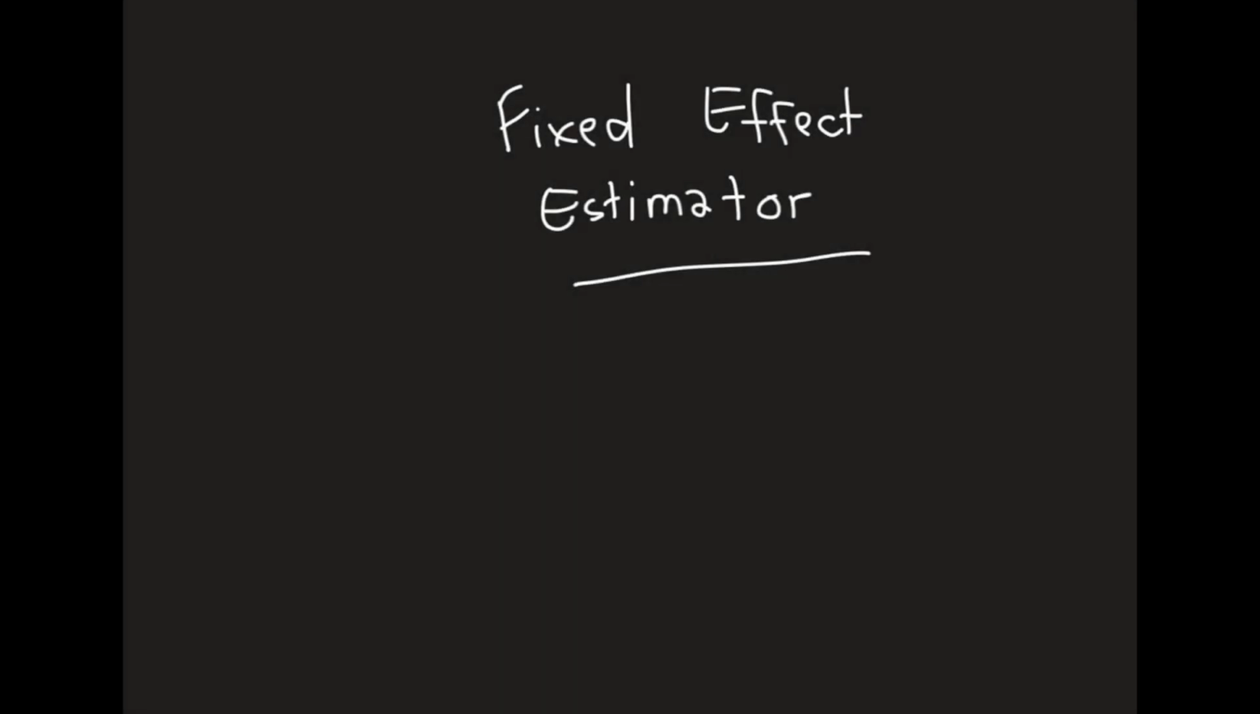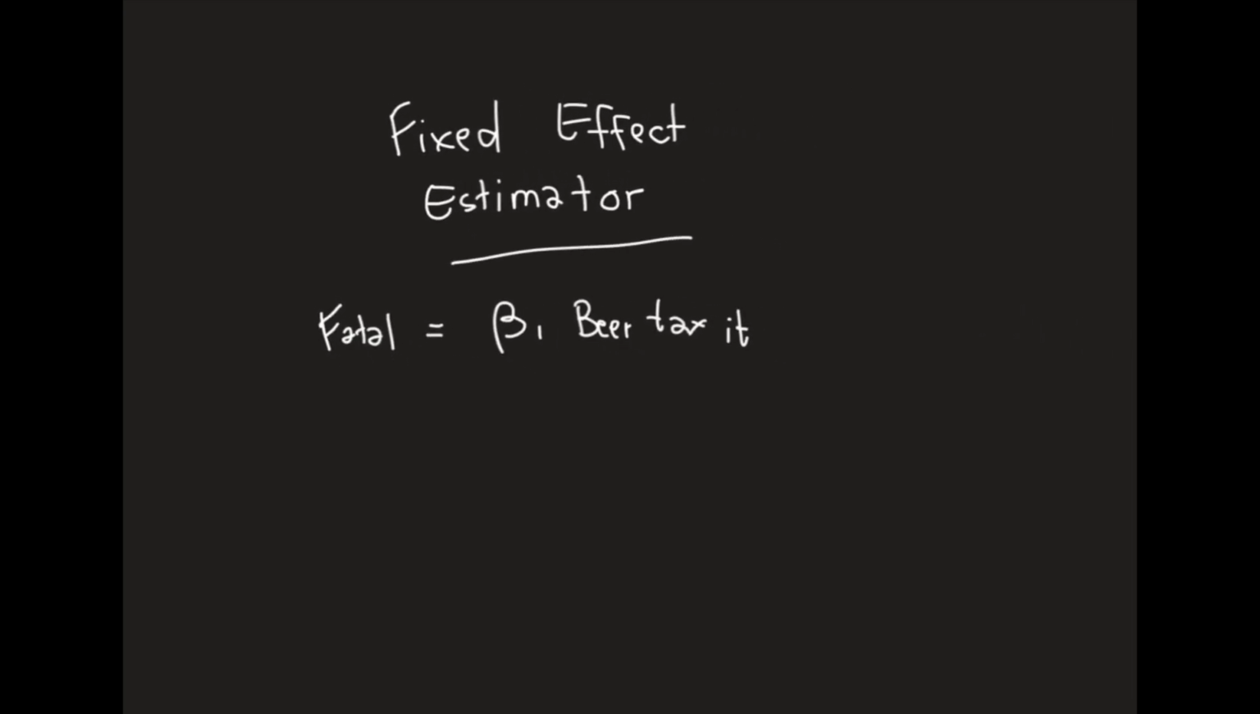Today we're going to talk about the fixed effect estimator and what that is. Okay, let's take an example like this. We know that in the US the number of fatalities because of accidents is pretty high. So let's say we want to count that fatality, and fatality here depends first on, let's say, the amount of beer tax, and it varies over time.